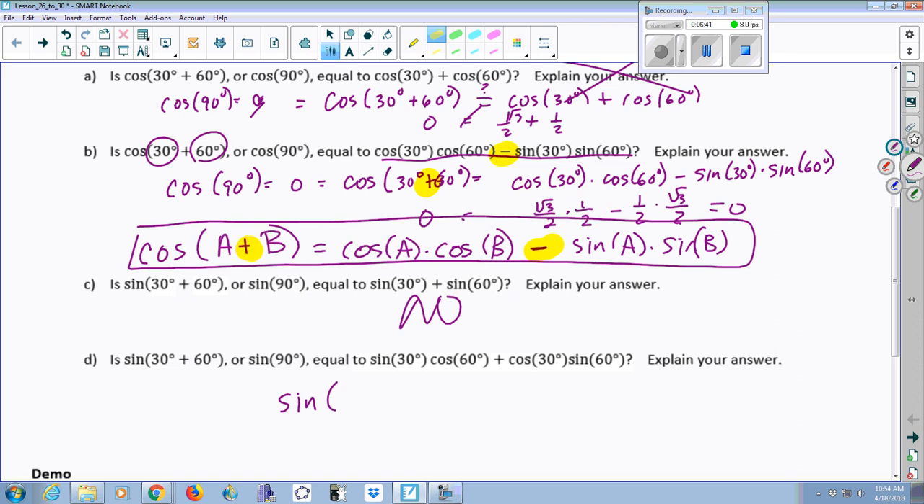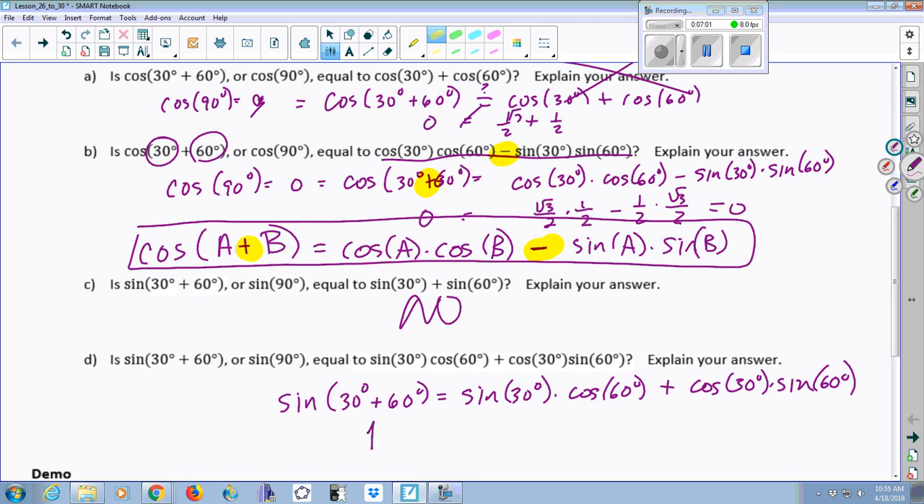Is the sine of 30 degrees plus 60 degrees equal to the sine of 30 degrees times the cosine of 60 degrees plus the cosine of 30 degrees times the sine of 60 degrees? So let's see. Sine of 90 degrees we know is 1. Sine of 30 degrees is square root of 3 over 2? It's 1/2. Don't let me tell you lies.